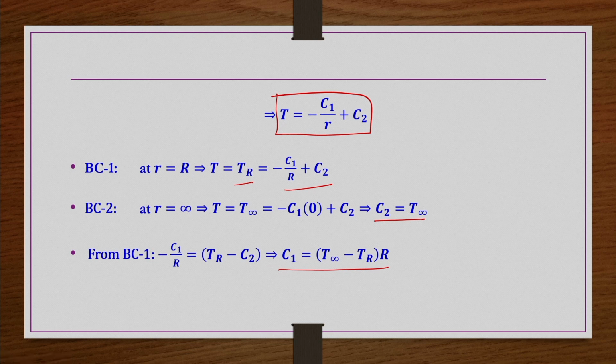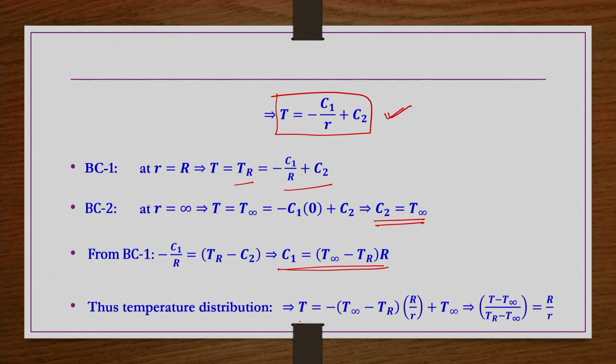right. So, now these two constants C1 and C2, if you substitute here, you get the final temperature distribution, like T is equal to minus T infinity minus TR capital R by small r plus T infinity. The same thing we can write as T minus T infinity divided by TR minus T infinity is equal to capital R by small r. So, this is the temperature distribution that we get for this case of heat conduction from a sphere to a stagnant Newtonian fluid.